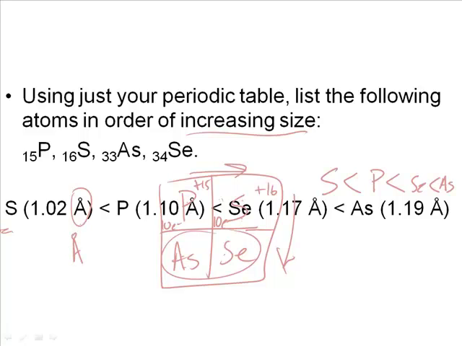An A with a little 0 on top of it is called an angstrom. It's just a unit of measurement. It means 1 times 10 to the negative 10th meters. Not that important, but just if you see it, that's what it means. So sulfur is 1.02 angstroms, phosphorus is 1.1, selenium 1.17, arsenic 1.19.